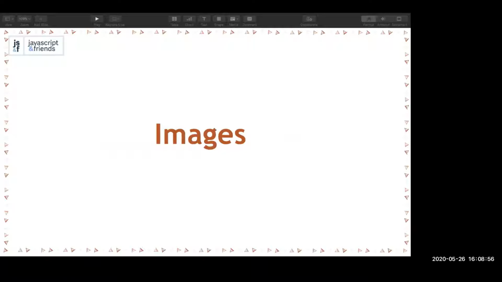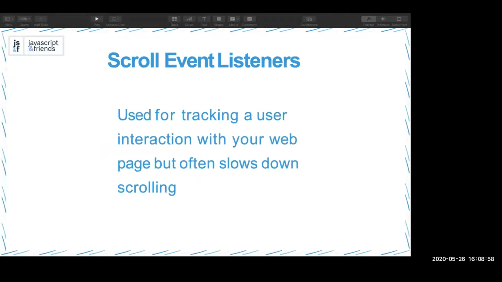So now let's talk more about images. How exactly do we load images? Number one is using the scroll event listeners. This basically is used for tracking a user interaction with your web page, but often slows down scrolling. So this scroll event listener is used for tracking where exactly the user is on your web page.